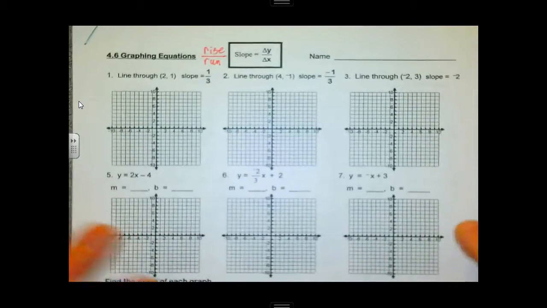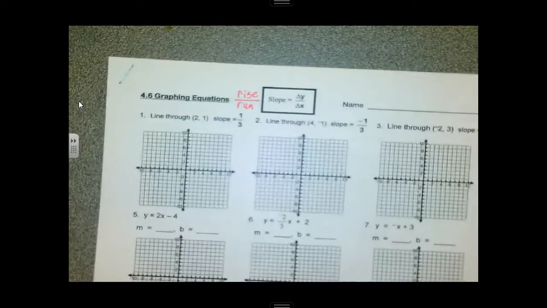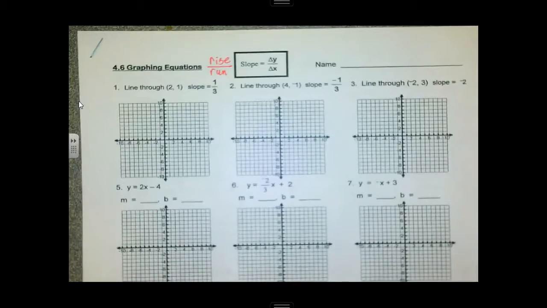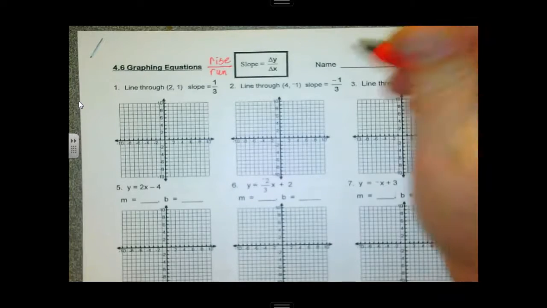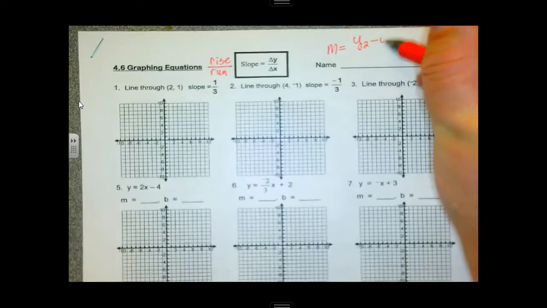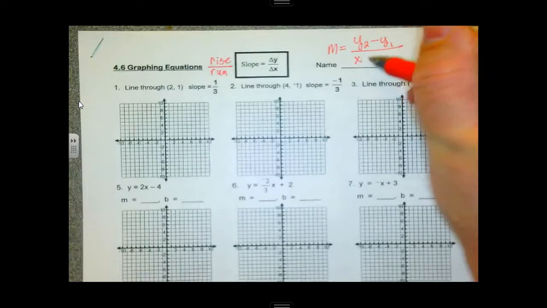All right. On the graphs, you're either going to have 2 points and you're going to count what the slope is, or you may have to use the algebraic equation, which is, by the way, what? That's correct. y2 minus y1 over x2 minus x1.